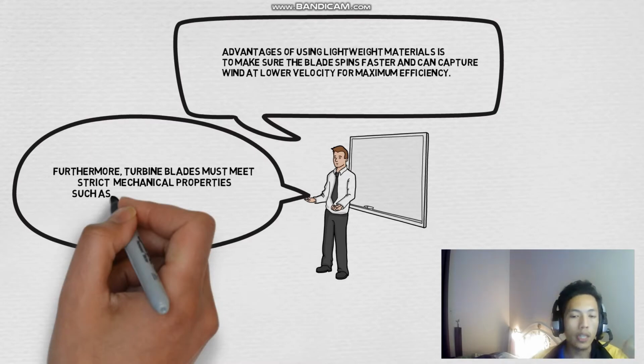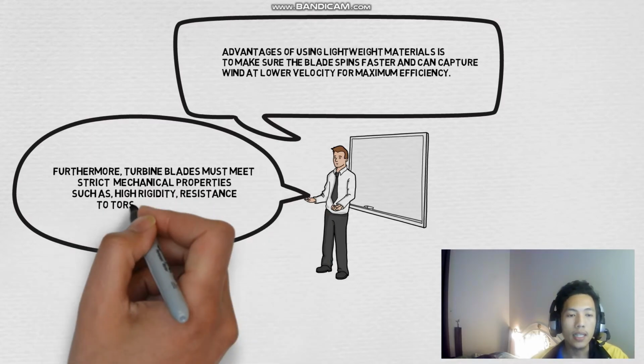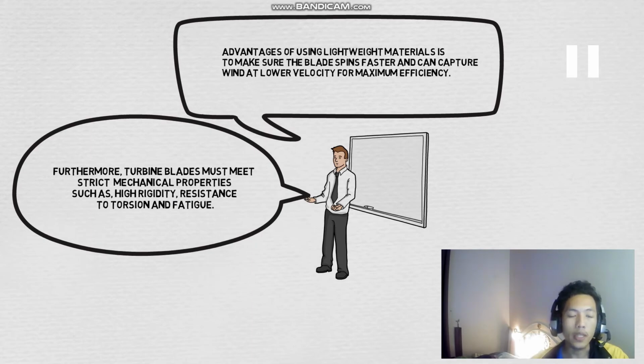So when we use light material for the wind blade, that makes the blade rotate easily when low velocity wind is captured. Furthermore, the turbine blade must meet strict mechanical properties such as high rigidity, and resistance to torsion and fatigue.